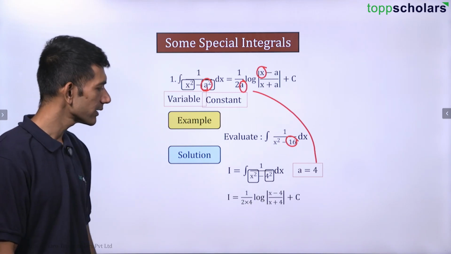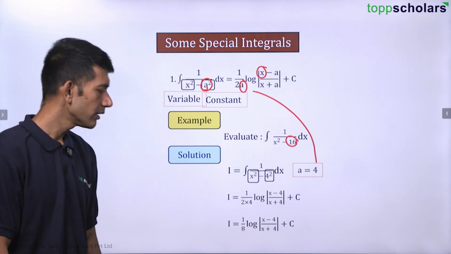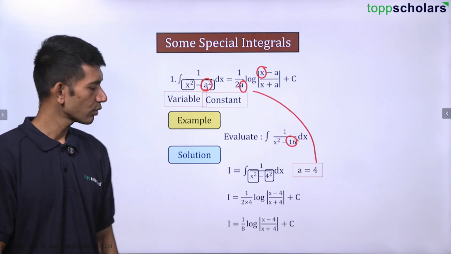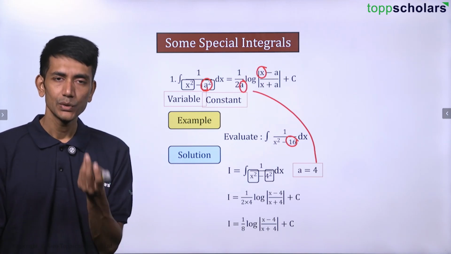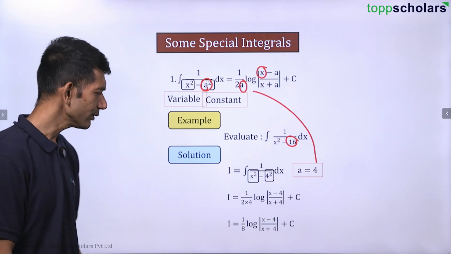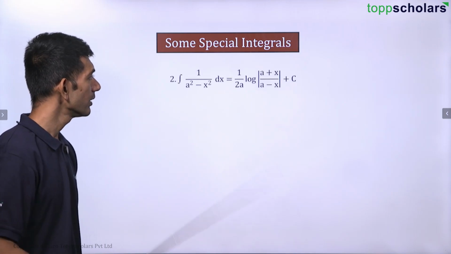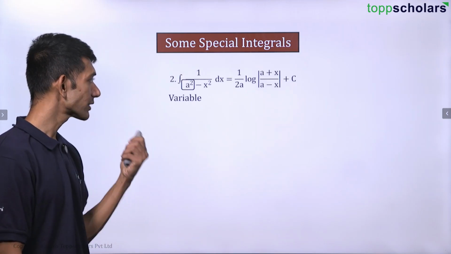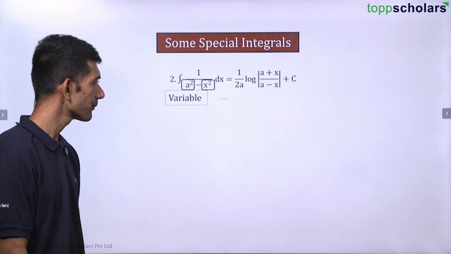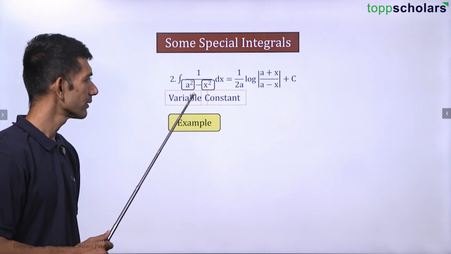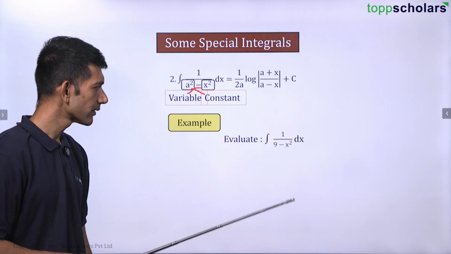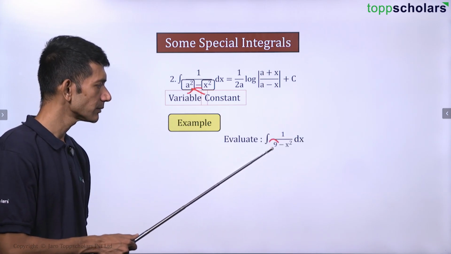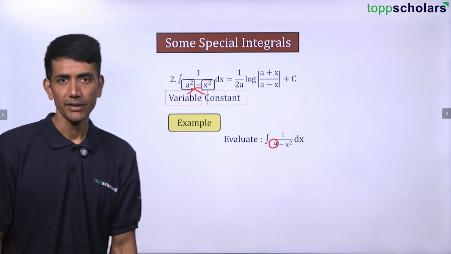I hope this part is clear to all of you. This becomes 1 by 8 log of mod of x minus 4 by x plus 4 plus c. Wherever you have a, you have put 4. That's it. Let's continue. Very simple. And this is the format, slightly different. The constant comes first, then comes the variable. Let us see an example. See, the constant is coming first, then comes the variable.